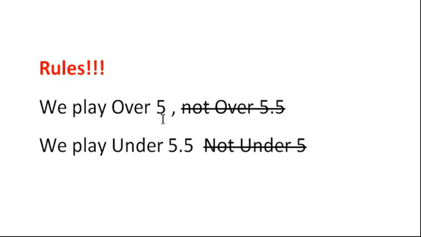Here are two important rules for you to remember when using the totals predictor. We always play over 5, never play over 5.5. And for unders, we always play under 5.5. We never play under 5. If you play over 5.5, you'll get a lot of losses instead of pushes. When the game ends 3-2, it's the most frequent score. And if you play under 5 instead of under 5.5, you'll be getting a lot of pushes instead of wins. So if you bet like this and like this, you'll only get losses and pushes. And if you play like this and like this, you mostly get pushes and wins. So it's much better to play it like this.